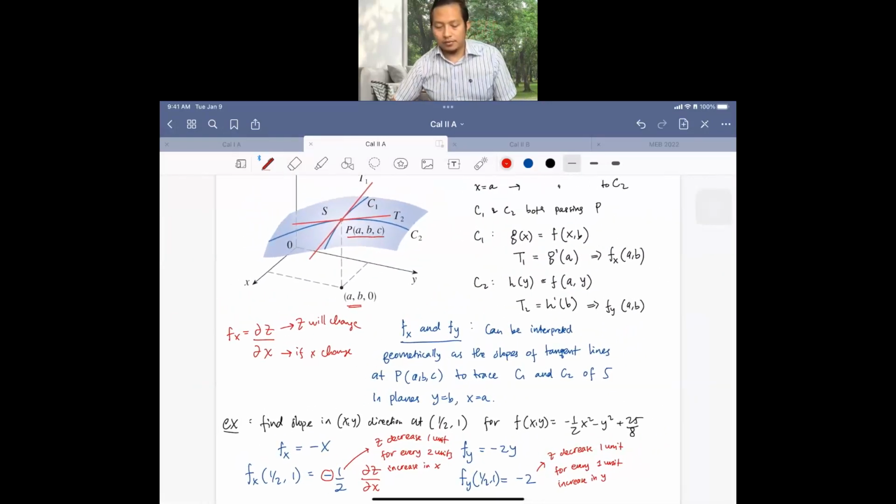Okay, now compare with the calculus one. We have the tangent, just a function of x, and f prime x will be the tangent, the slope, and through that slope we can find the linear equations, the tangent line equations, right? In our case here, we are going to find two tangents through partial x and partial y, and instead of finding line equations, we're going to find plane equations. Later we will discuss more on the plane.